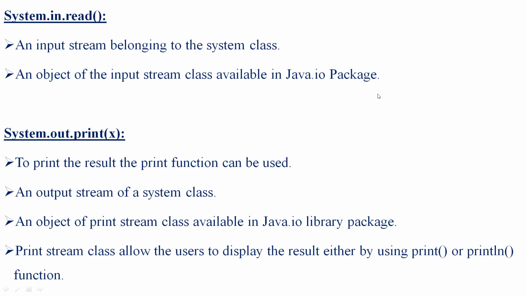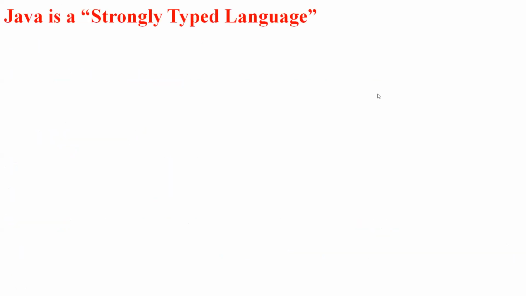So this is about the input and output packages. Next, we have one more major thing: why do we call Java a strongly typed language? We know that Java is a platform independent language. Also we know that Java is a multi-programming language.